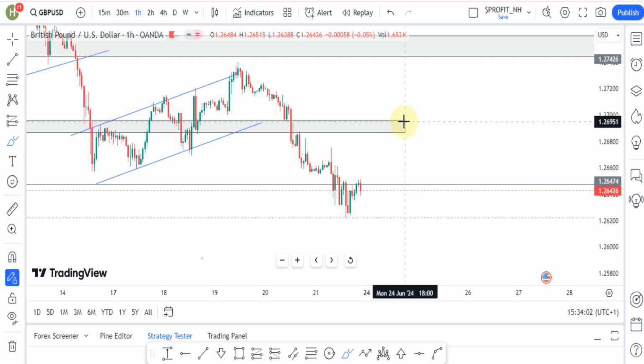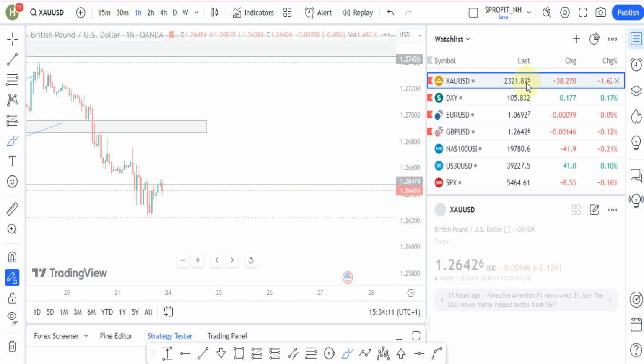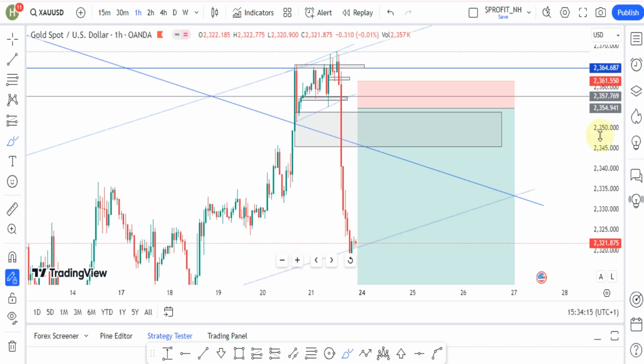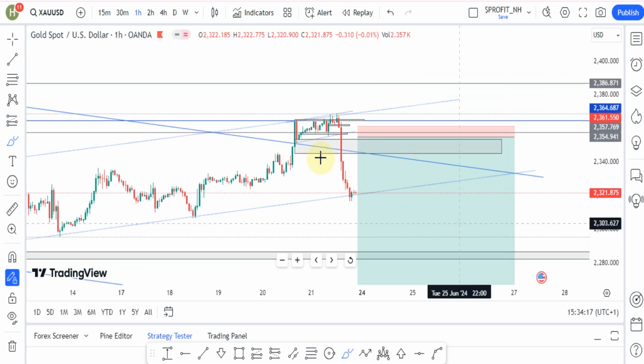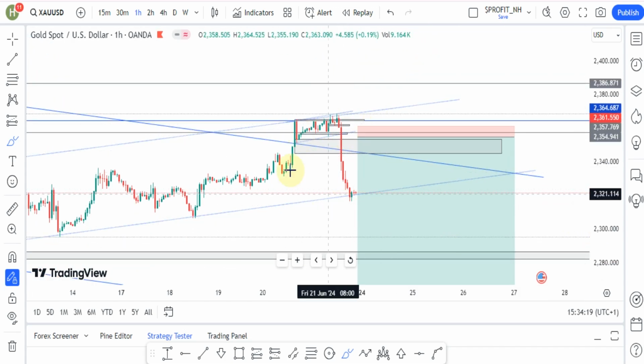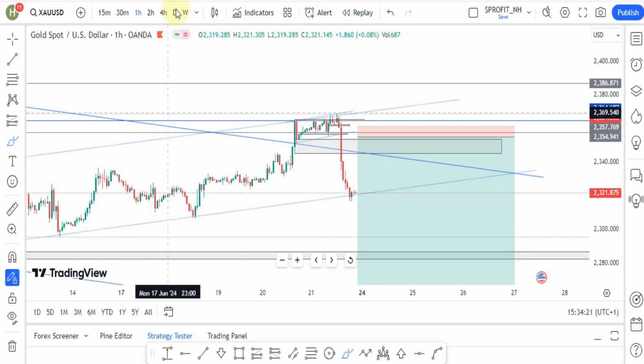So you should always be keen when this market has reached these key areas that you're looking for, because if you're not keen, the market might leave you just like the way it did on Friday. I was waiting for this sell entry on gold, but I ended up missing it because I wasn't too keen on it.